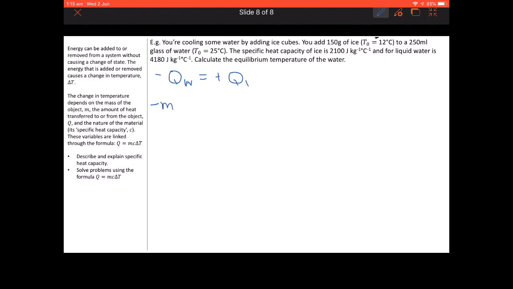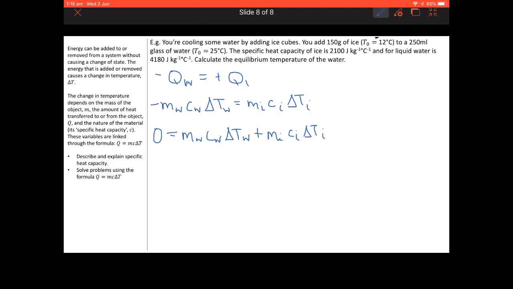Therefore, the mass of water multiplied by the specific heat capacity of water multiplied by the change in temperature of the water is going to be equal to the mass of the ice multiplied by the specific heat capacity of the ice multiplied by the change in temperature of the ice. Therefore, 0 is equal to mass of water, specific heat capacity of water, change in temperature of water, plus mass of ice, specific heat capacity of ice, change in temperature of ice.